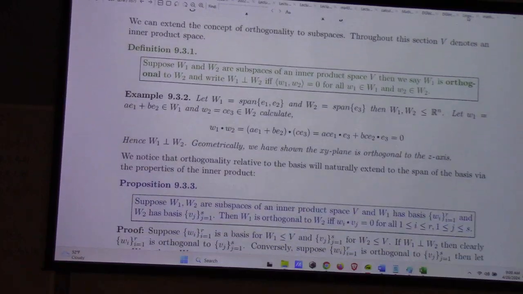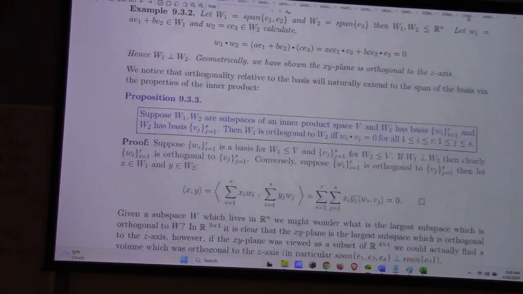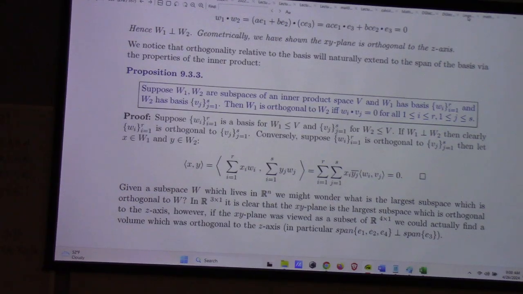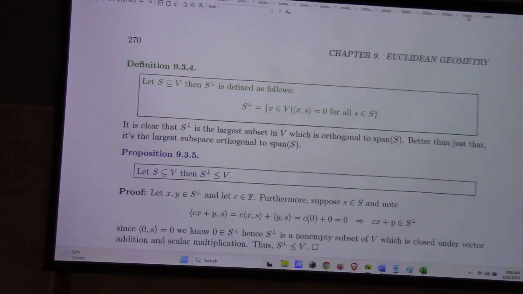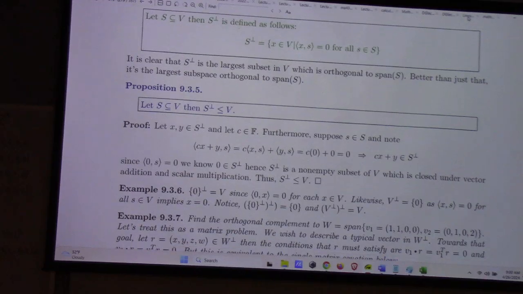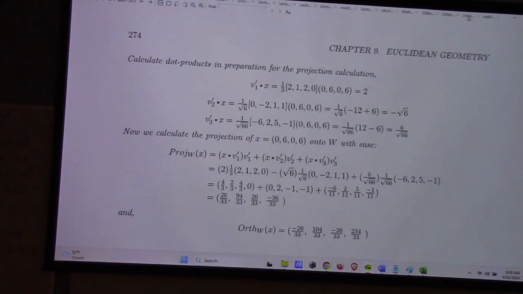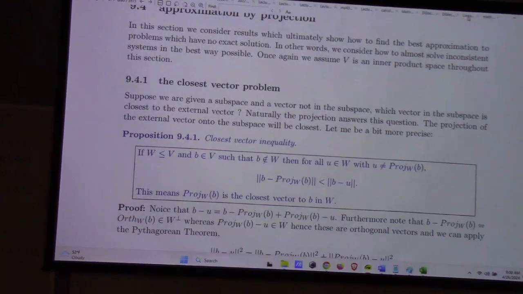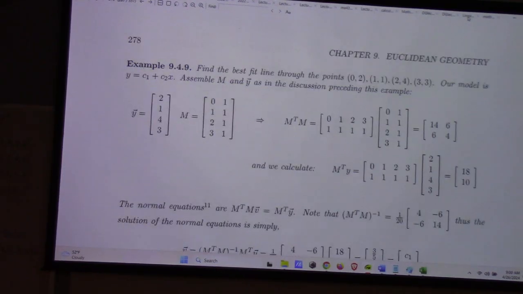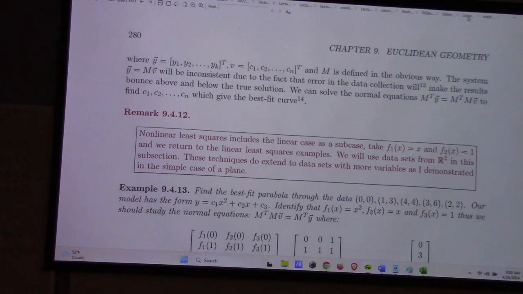Now, all this stuff we did with orthogonal complements and projections still makes sense in the abstract inner product sense. So you still talk about perp, and that leads us to the closest approximation, closest vector problem. We talked about that already. Let me skip ahead here. I want to show you the cool part.